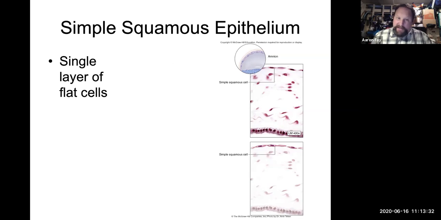Another common place you find simple squamous epithelium would be in the inner lining of blood vessels. So remember, a blood vessel is a tube. You've got an empty space in there that needs an epithelium to line it. So you will find a simple squamous epithelium lining blood vessels. It actually has a specialized name called endothelium, but we'll talk about that once we get to blood vessels.